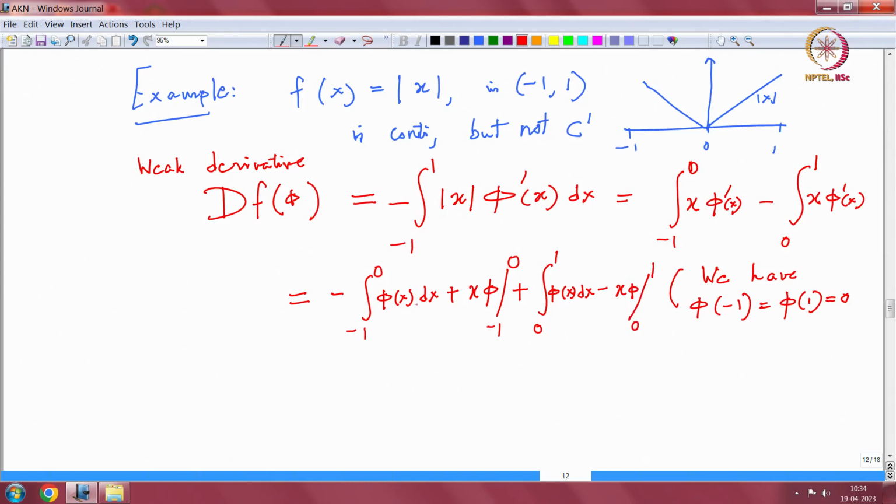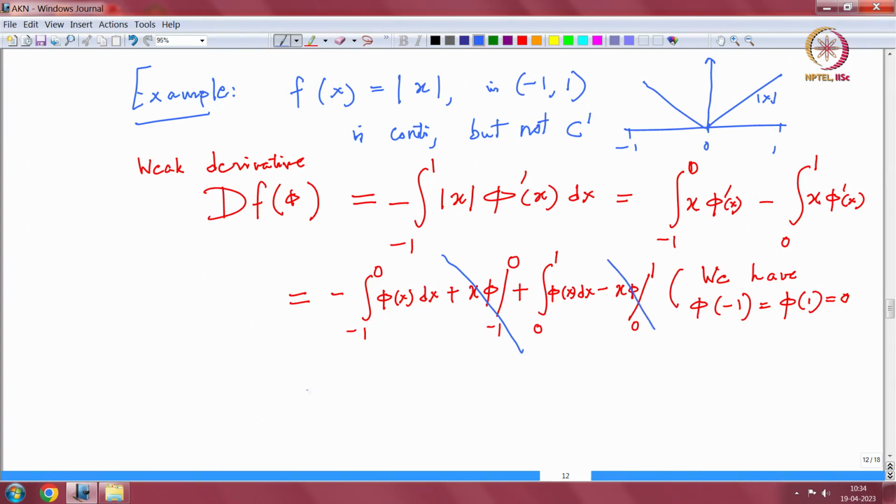Now, look at the second term. On the second term, phi at minus 1 is 0, and phi at 0 need not be 0, but then x is 0, so this goes away because of the factor x being 0. Similarly, phi at 1 is 0, and x is 0 at 0, phi of 0 not necessarily 0. So, this term also goes to 0.